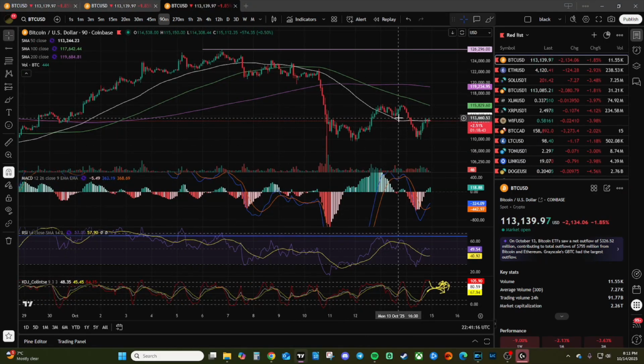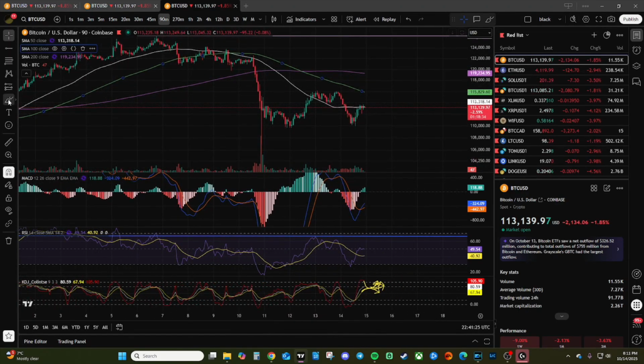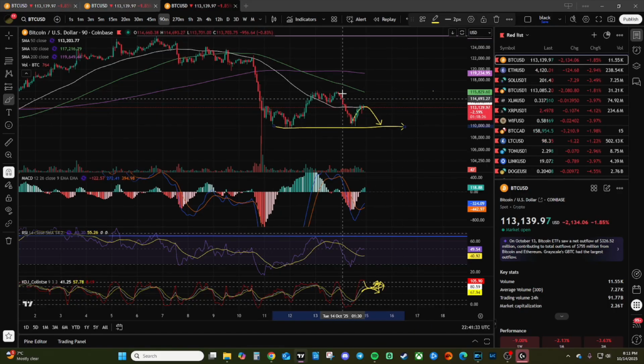Okay, that's about it for today. That's what I'm going to expect for the next 24 hours, like I said. And we'll go from there. So you'll see pretty much this happening most likely, or we'll try to retest this area.